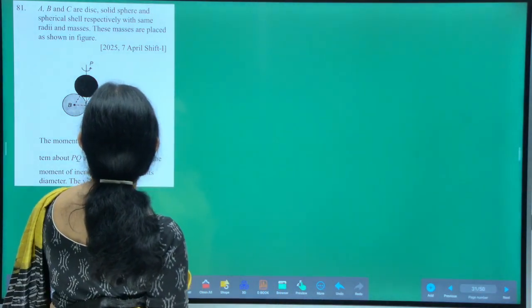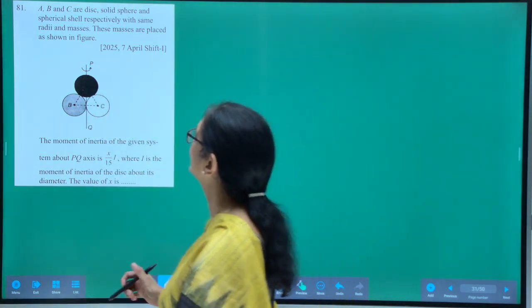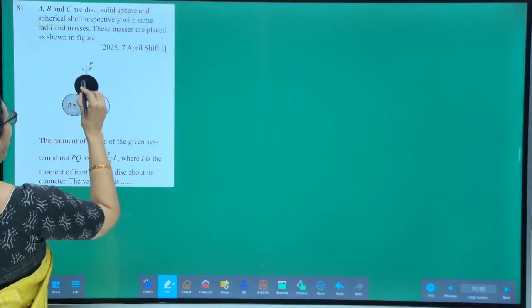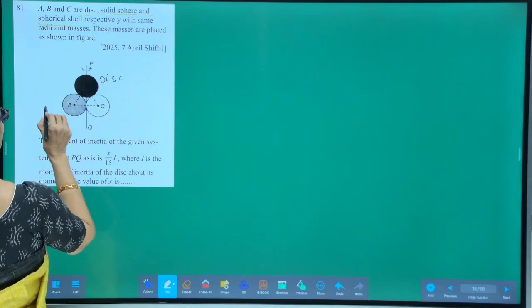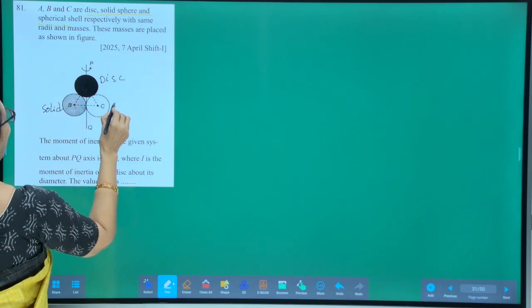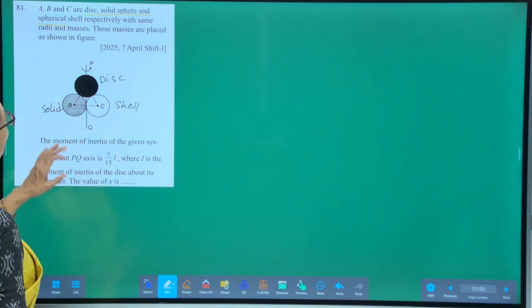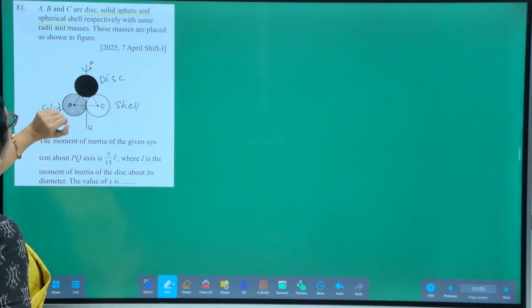Now look here very carefully. A, B, C are a disc, a solid sphere and a spherical shell. A is the disc, this is the disc, and B is a solid sphere, and this is a shell. Shell means a hollow sphere. See, they are placed like that, as shown in the figure.